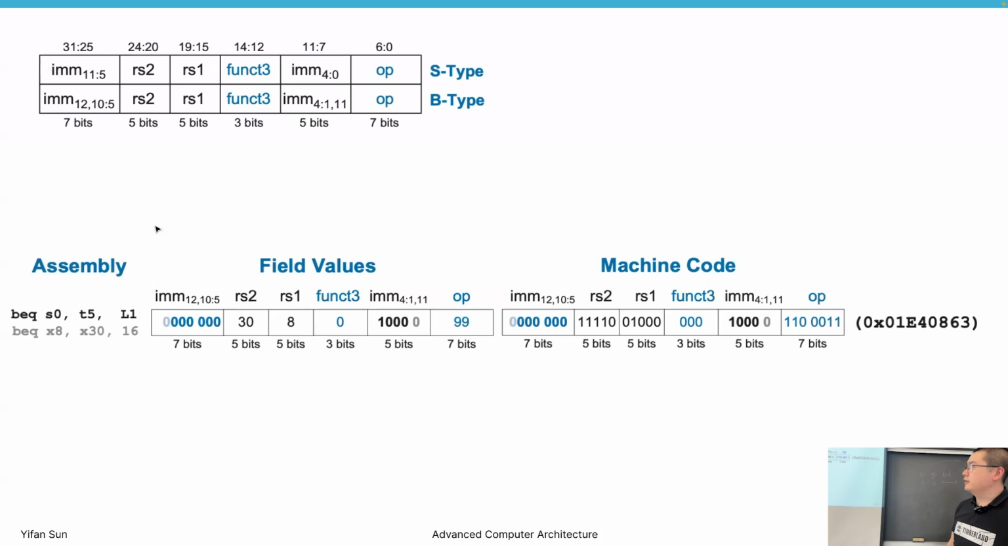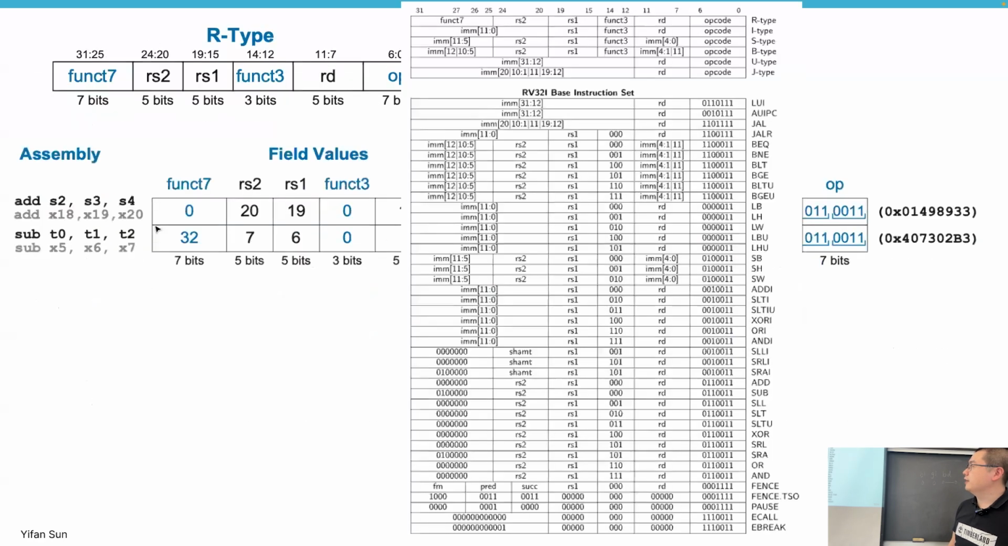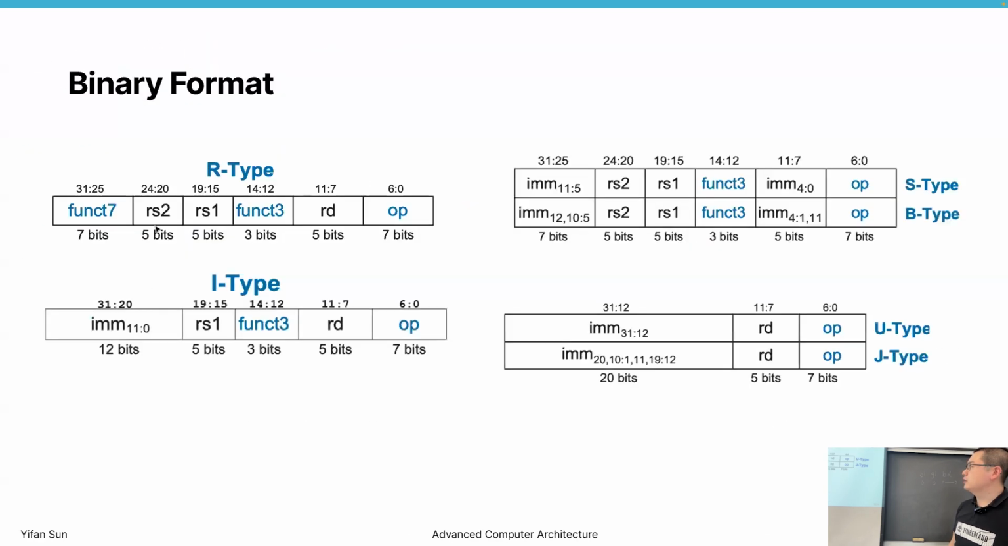Then I intentionally left out the U type and J type. They are relatively easy. They also have this type of thing, but you understand what that means. It's basically bit 20, then grab this part, then grab 11, then grab 10 to 1. So we rearrange the bits. The U type is very easy.